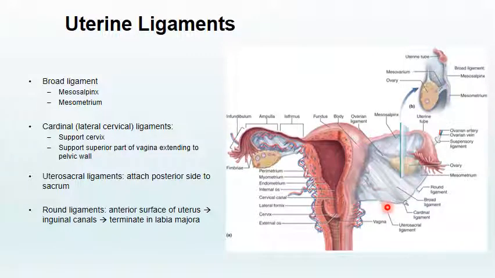And then we have the round ligaments. The round ligaments were previously the gubernaculum. Remember that the gubernaculum is going to help pull the female reproductive structures into place, and then becomes ligaments after maturity. The ligaments here are the round ligaments, and they are going to terminate in the labia majora. So they come off the anterior surface of the uterus, down through the inguinal canal of the female and into the labia majora. So again, just holding everything in place.